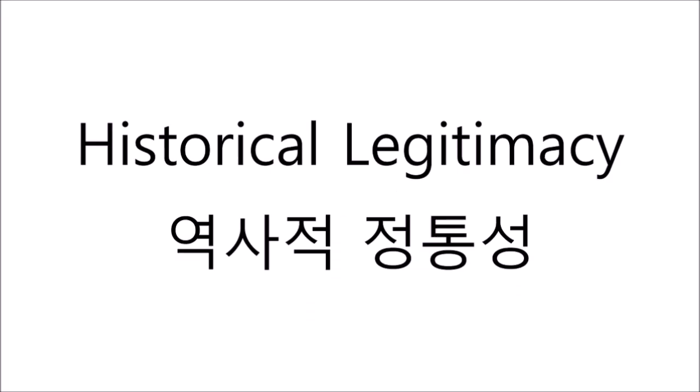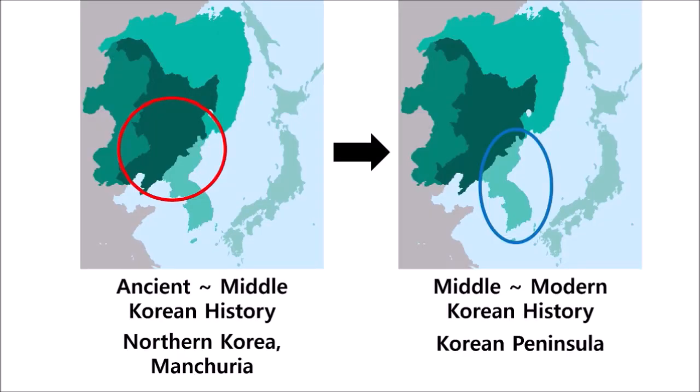The reason why North and South Korea have different names is because of historical legitimacy. To understand this, we must take a look back at their history. Korean history can be divided into North and South. Ancient to Middle Korean history was centered in Northern Korea and Manchuria. Middle to Modern Korean history was centered in the Korean Peninsula.